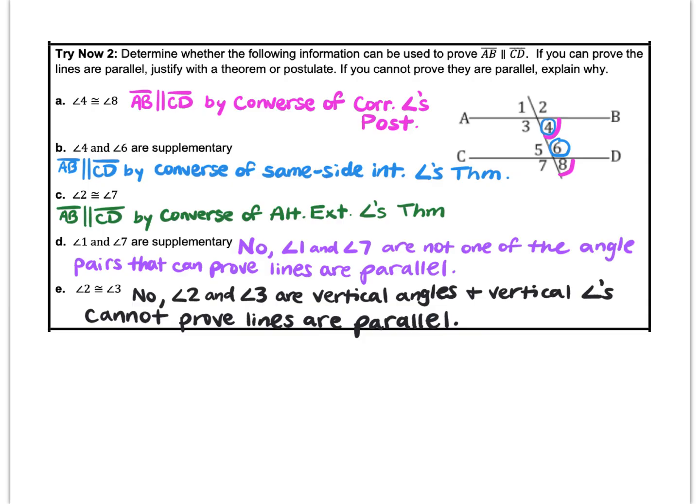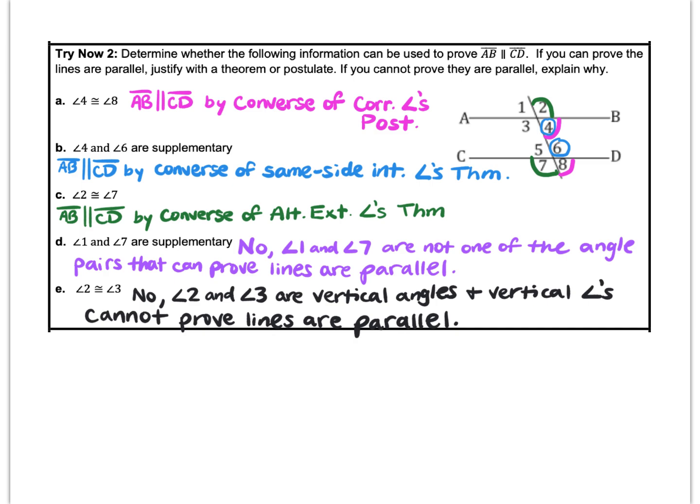For letter C, we have angle 2 is congruent to angle 7. And notice that angle 2 and angle 7 are a pair of congruent alternate exterior angles. So the lines must be parallel by the converse of the alternate exterior angles theorem.